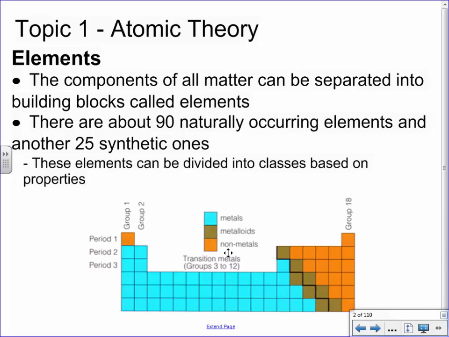And the periodic table is really based on one of those subatomic particles. Which subatomic particle defines how the periodic table is organized? Not quite. Protons.